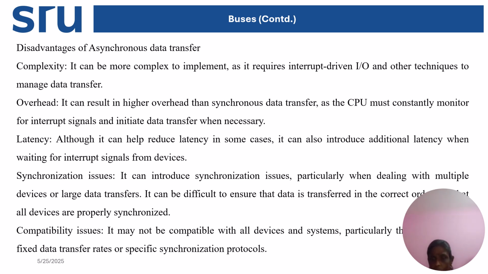Already I told you no overhead, but here overhead means the CPU must constantly monitor. So reducing the CPU work, at the same time increasing the CPU work, because automatically it has to monitor the I/O devices whether they have completed the data transfer. So interrogating, polling, it is also another extra work for the CPU. So it is also the overhead. Extra work means it is almost equal to overhead.